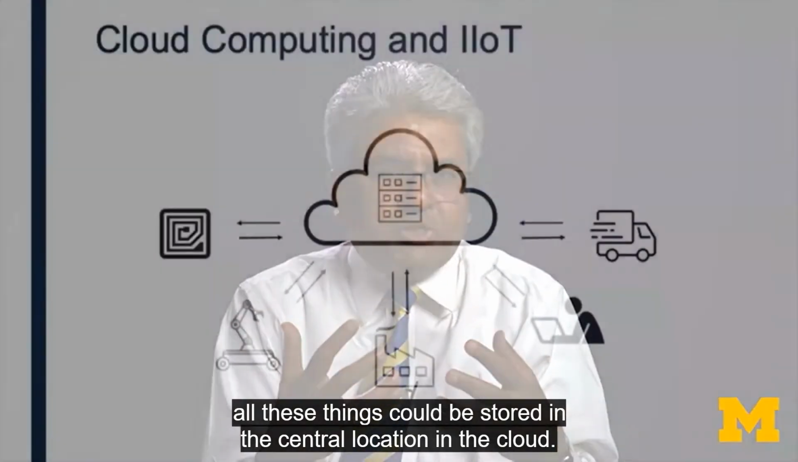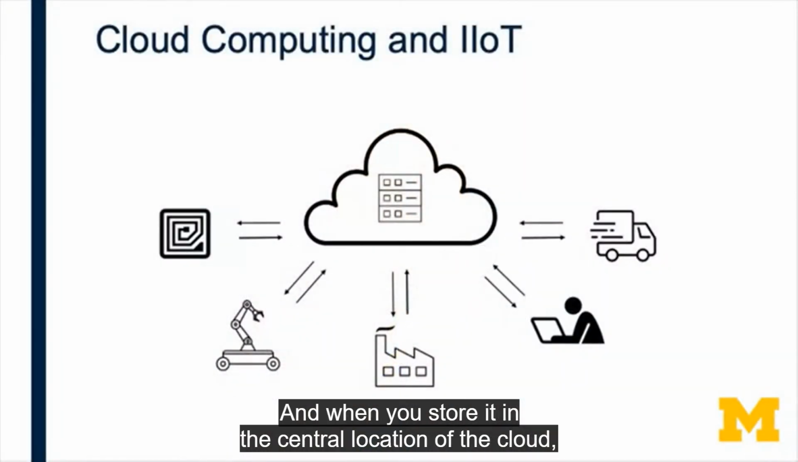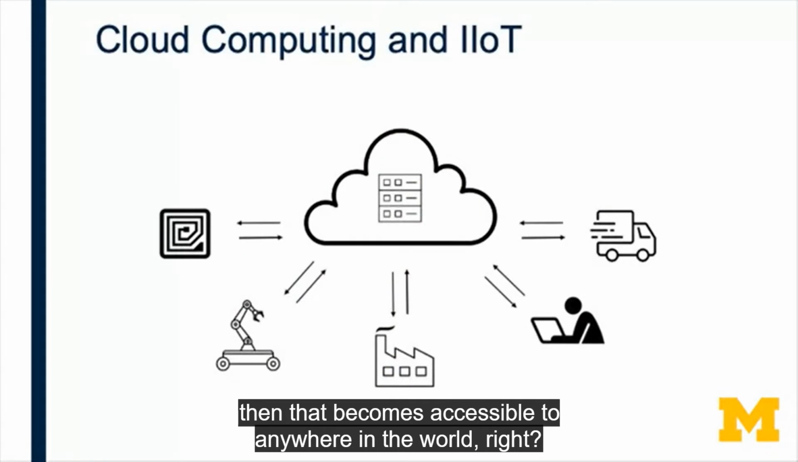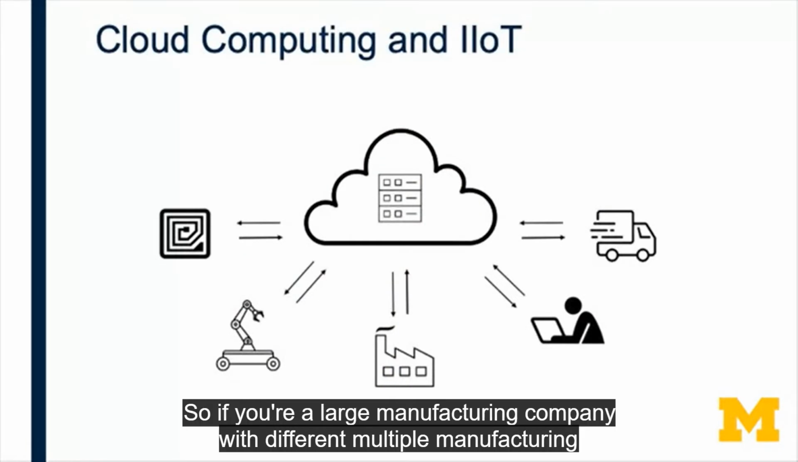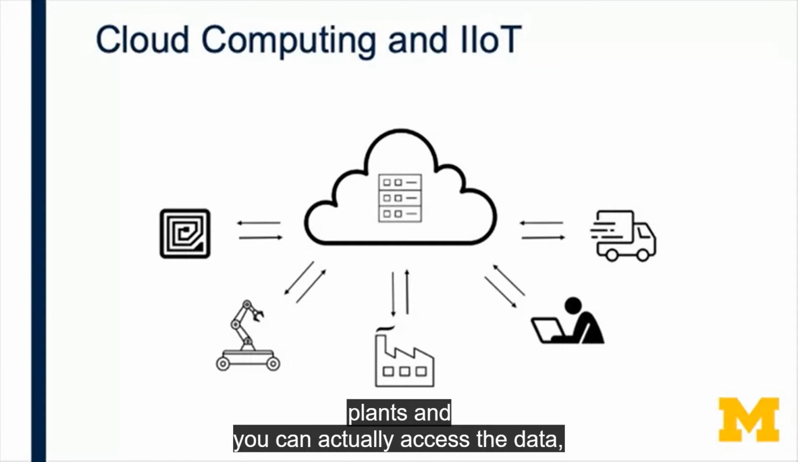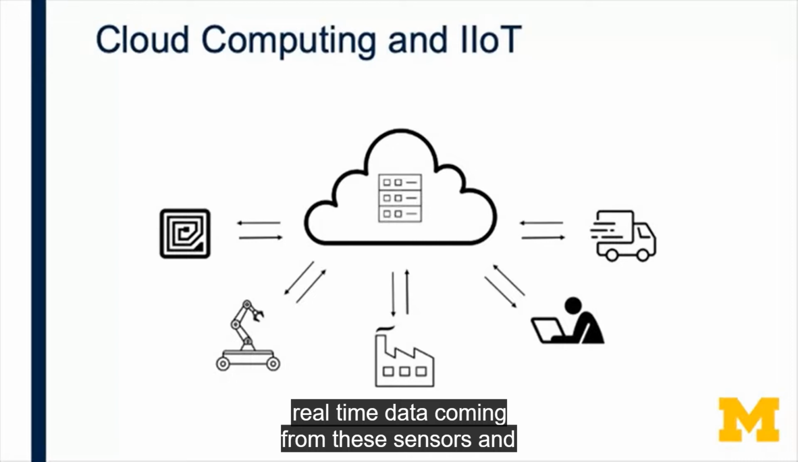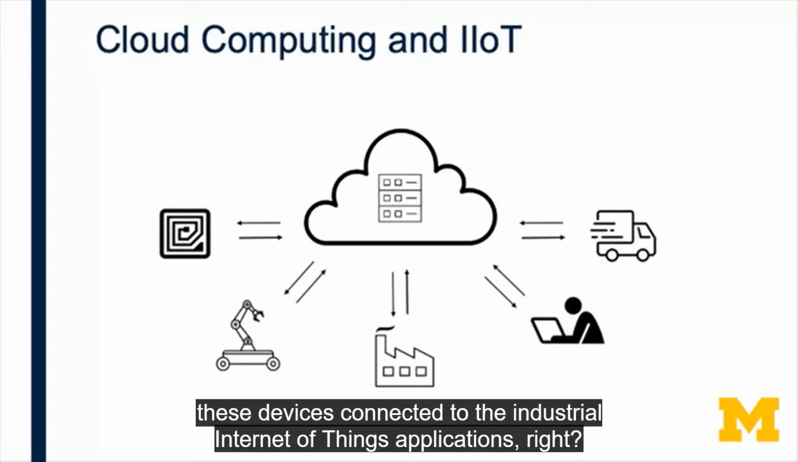When you store it in the central location of the cloud, that becomes accessible anywhere in the world, right? So if you're a large manufacturing company with multiple manufacturing plants, you could access the real-time data coming from these sensors and devices connected to the Industrial Internet of Things applications, right? They can be accessible from anywhere.